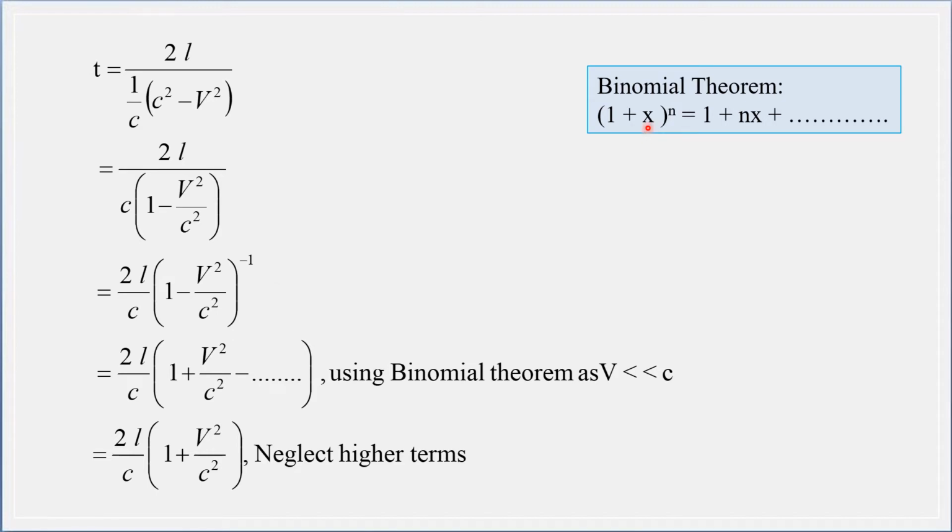Now in the binomial theorem, 1 plus x raised to n equals 1 plus nx plus higher terms, where higher powers of x will be there. So that x is very small, so that value will become smaller and smaller, and afterwards we'll neglect it. So we don't write these terms. So here n is minus 1, and this becomes 1 plus v square by c square, and the higher terms are there. But these higher terms we will neglect because they will be very small. The powers will come there. So what remains is 2L by c into 1 plus v square by c square.